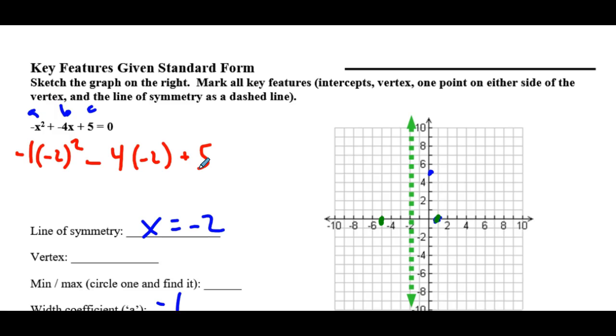Order of operations says I need to square first. So -2 times itself. Negative times a negative is positive. 2 times 2 is 4. So I have 4 out of this part right here. So I have -1 still out front times the positive 4. Now -1 times 4 is -4.